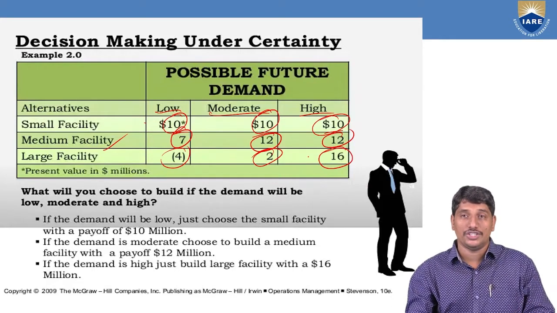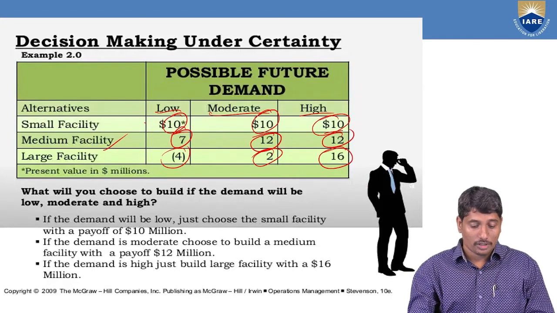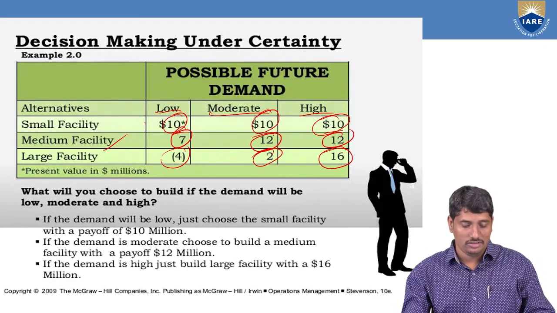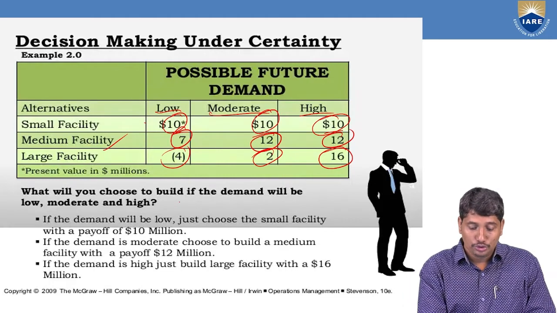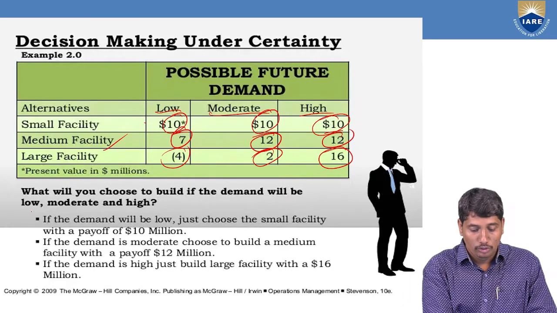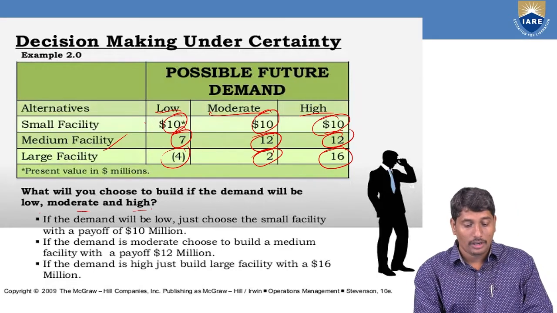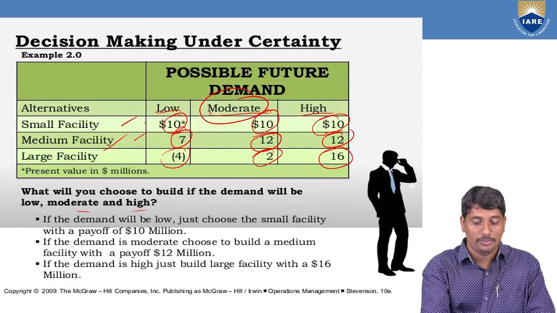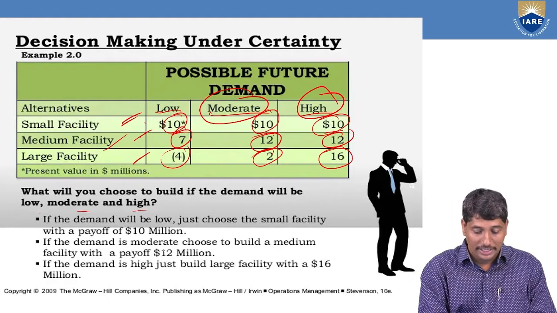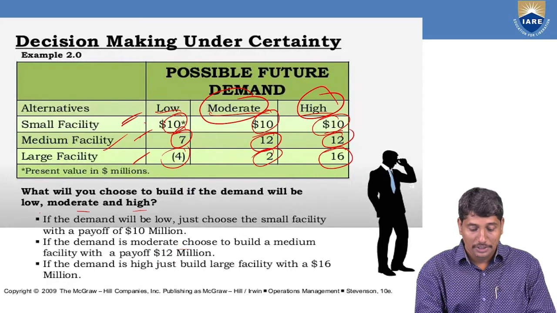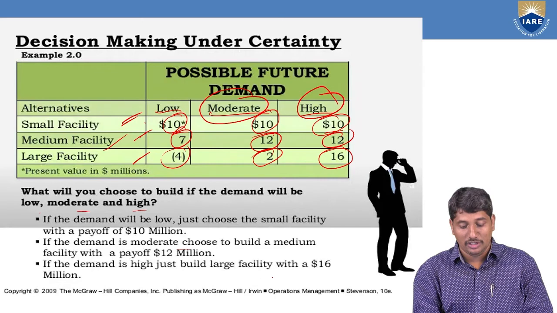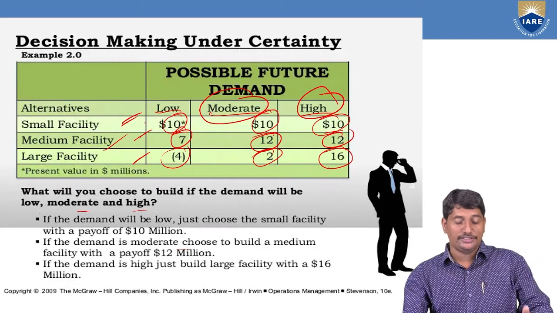Now, how to make a wise decision? Let us see some criteria which we practically apply to resolve this situation. What will you choose to build? The demand will be low, moderate, or high. Under low demand, which decision will be correct? Under moderate demand, which choice will be correct? And under high demand, which decision will be correct? That's what is being asked. If the demand is moderate, choose to build the medium facility with a payoff of 12 million. And if the demand is high, build the large facility with a payoff of 16 million. So these are the constraints we are having.